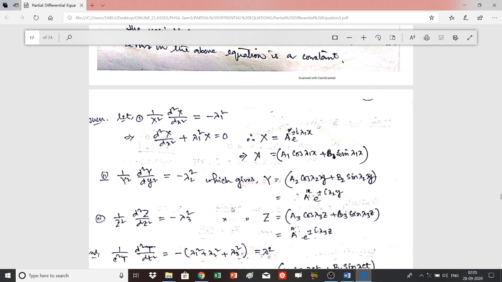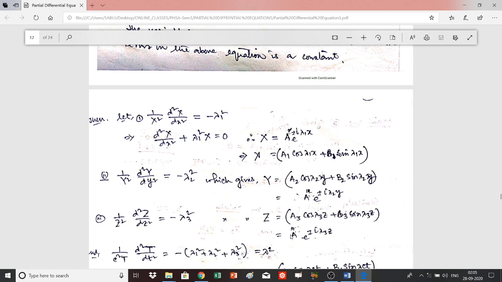And the third one is 1 by Z. This should be this term, this will be Y and this will be Z, not Z square. Sorry, it is written mistakenly. So 1 by Z, d2Z by dz square is equal to minus lambda 3 square, and that will provide a solution, that is a3 cos lambda 3z plus b3 sin lambda 3z.